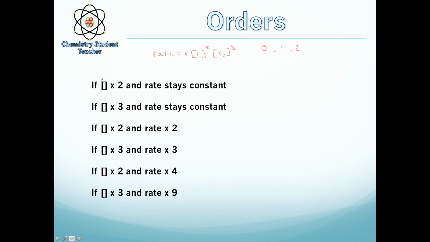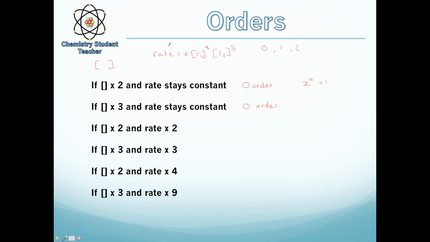If the concentration, so square brackets, if you remember, stands for concentration of something, doubles and the rate stays constant, that means it's zero order with respect to whichever reactant you're looking at. If the concentration triples and the rate stays constant, it's also zero order. That's because any number, say x to the power of 0, is 1.